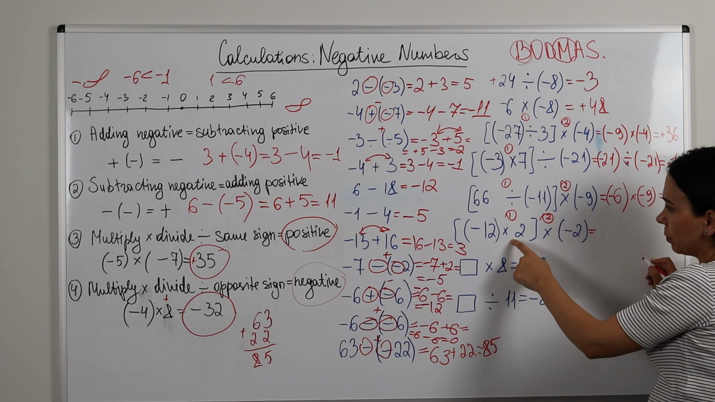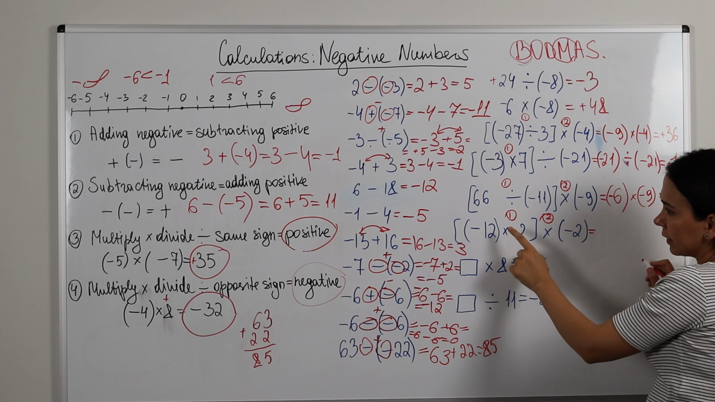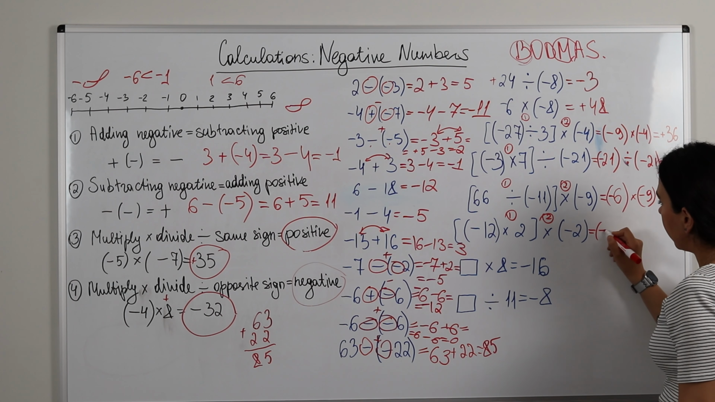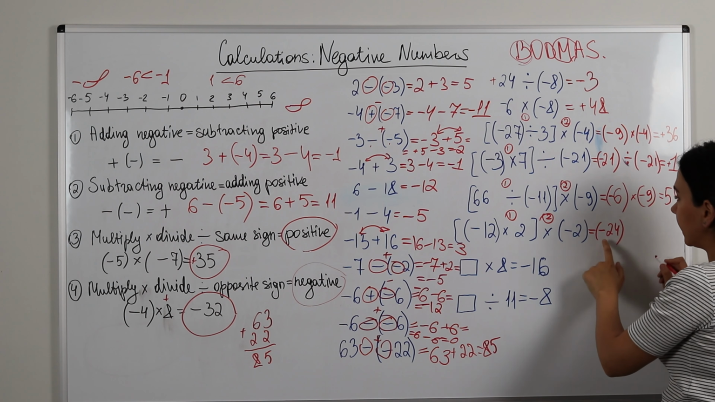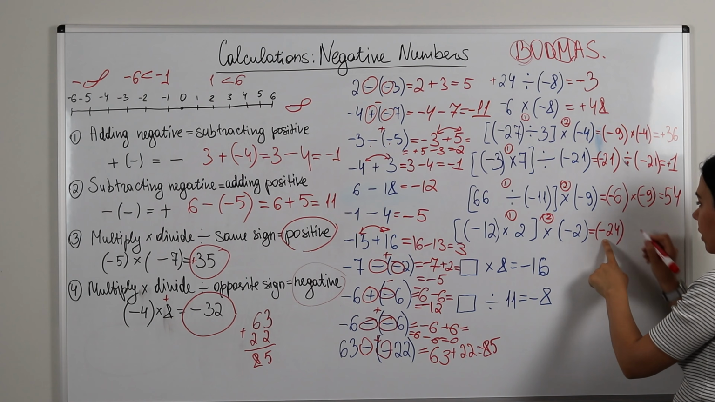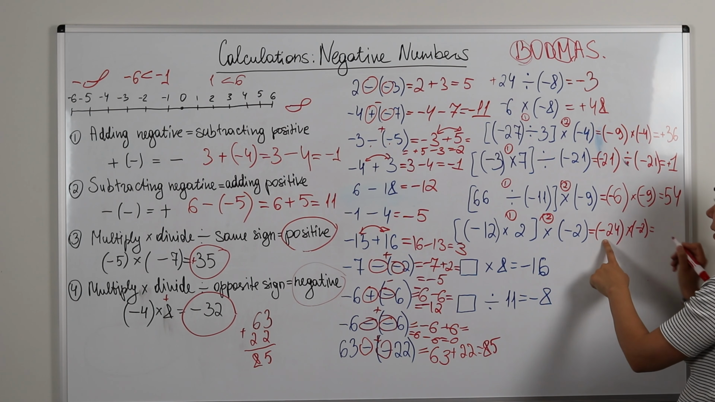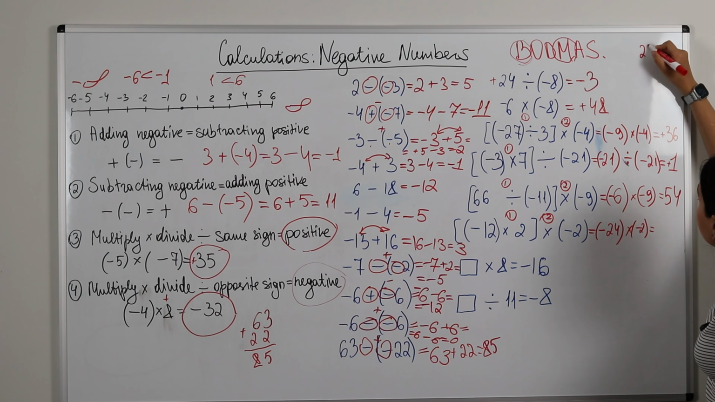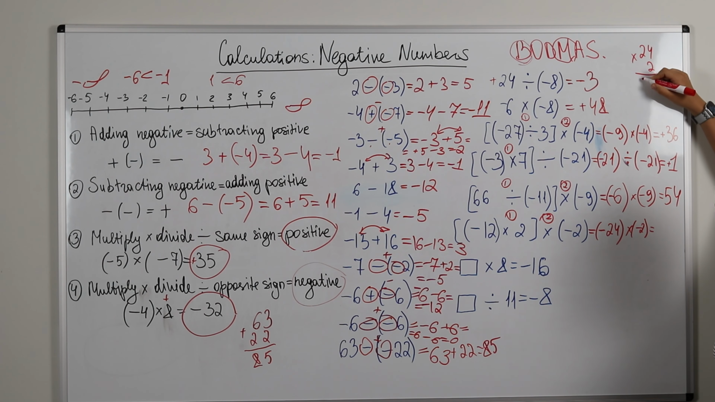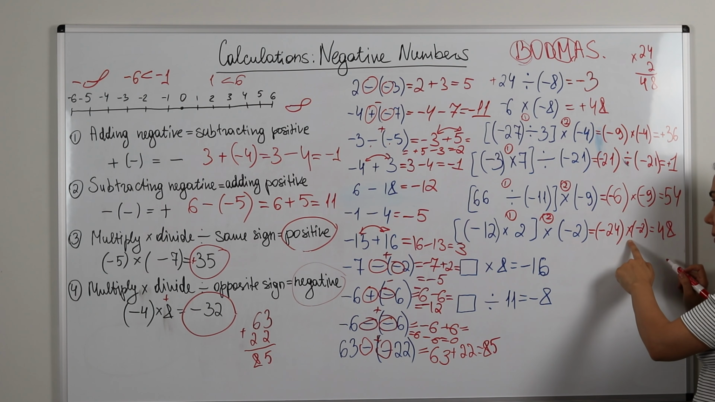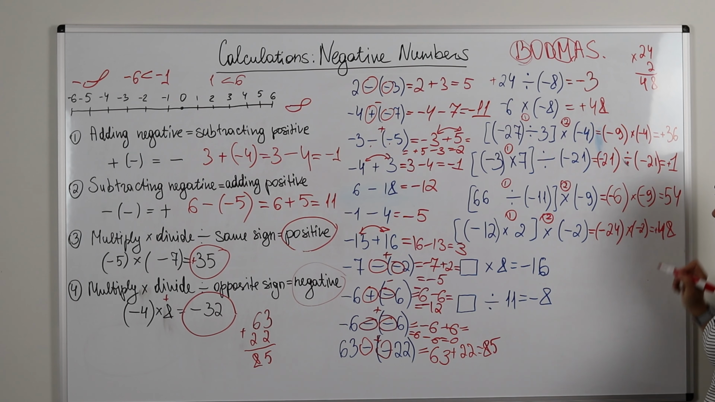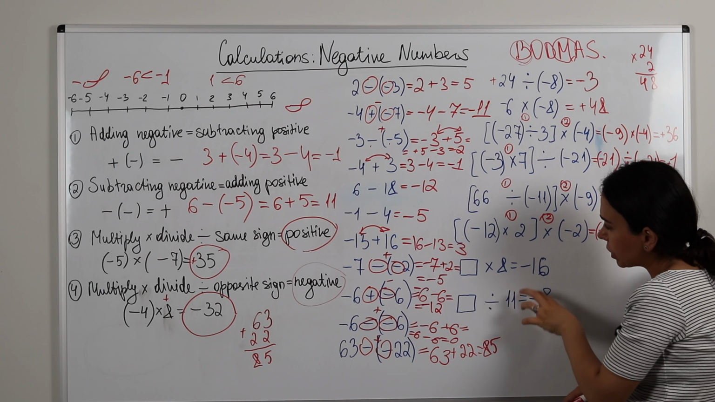First we do the bracket, then we do the multiplication. Minus 12 multiplied by 2. Opposite signs give us minus. Okay? 12 multiplied by 2 is 24, and since the signs are opposite, it gives us minus 24. Multiplied by minus 2. 24 multiplied by 2. Let's multiply it by hand. 2 by 4, 8. 2 by 2, 4. We've got 48. And since we have negative signs, same signs, minus 24 multiplied by minus 2, we get plus 48.